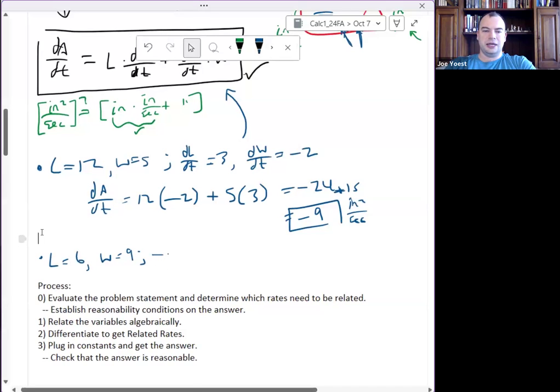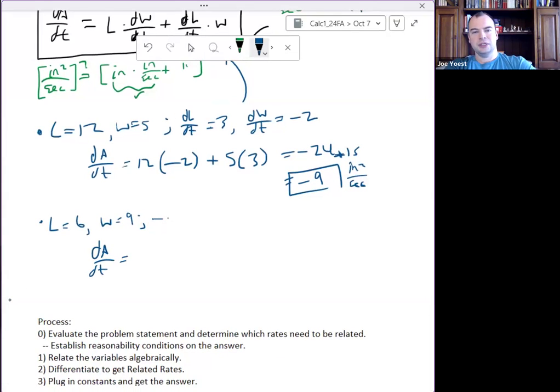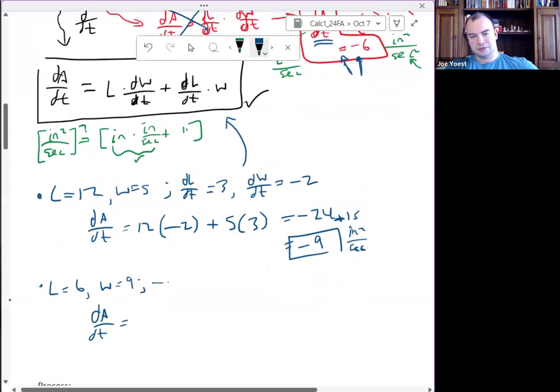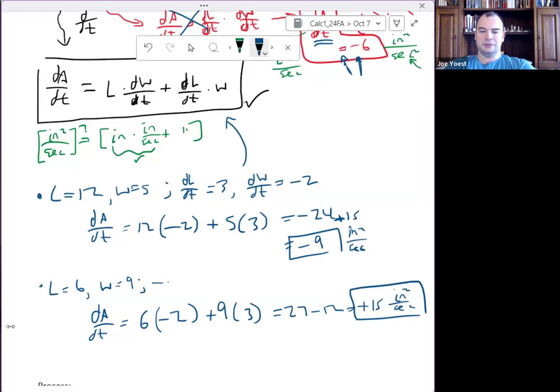So when length is 6, width is 9, and my dL/dt, dW/dt are still the same, 3 and -2. Then dA/dt is L, or 6, times dW/dt, -2, plus W, 9, times dL/dt, or +3. So we have 27 minus 12 is +15. +15 square inches per second.